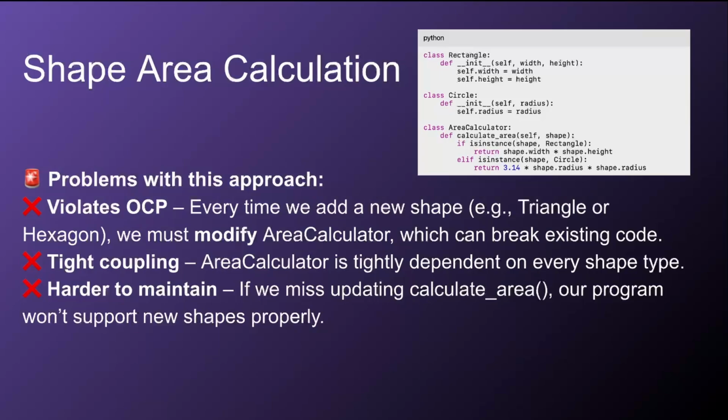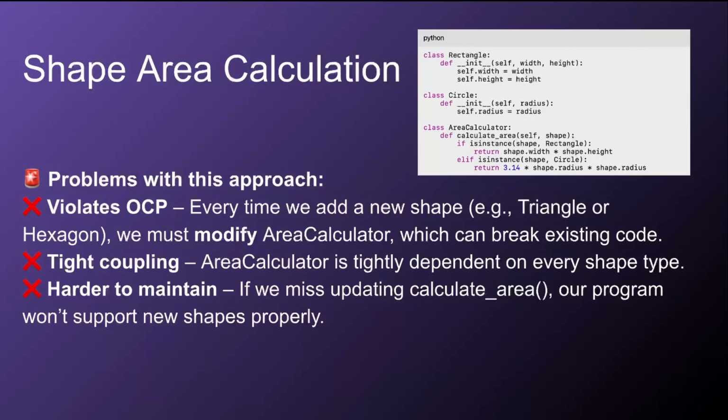So to make this achievable, what are we doing? We are modifying the AreaCalculator class, we are modifying the calculate_area method. So that is a violation of OCP, because we are modifying the existing code. The AreaCalculator was earlier tested and it was being used in production, but now we are modifying it. So this can break the existing code, and that's not a good practice. What else is happening? We are tightly coupling. This AreaCalculator is now tightly dependent on every shape type. Every time a new shape is introduced, the AreaCalculator needs to have an elif, and it needs to check against that type.